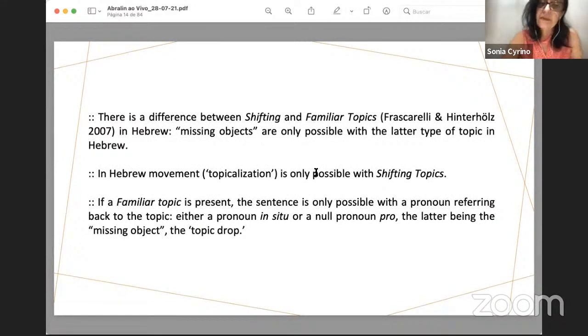But there is a difference in Hebrew between shifting and familiar topics, according to Frascarelli and Hinterhölzl's typology, because missing objects are only possible with familiar topics in Hebrew. And in Hebrew, movement, topicalization, is only possible with shifting topics. So it's the opposite of what happens with Italian. We are going to come back to this later. So if a familiar topic is present, the sentence is only possible with a pronoun referring back to the topic, either a pronoun in situ or no pronoun, little pro. They propose that it's little pro. That would be the missing object, the topic drop.